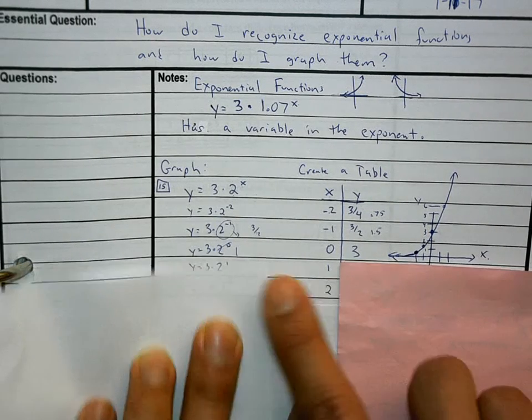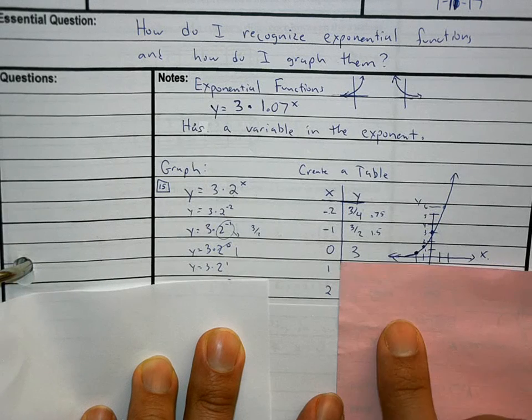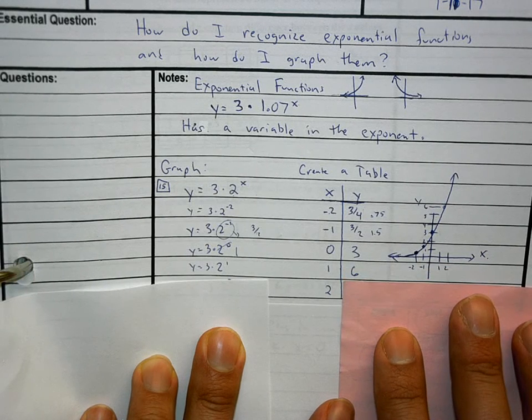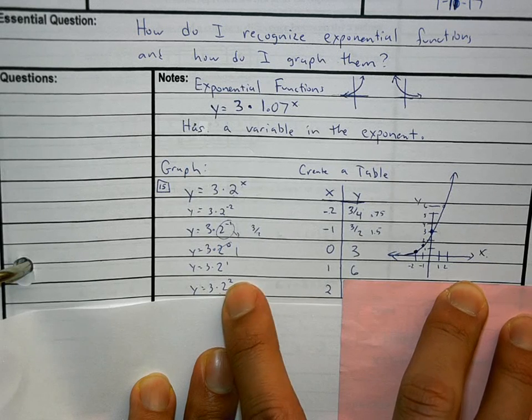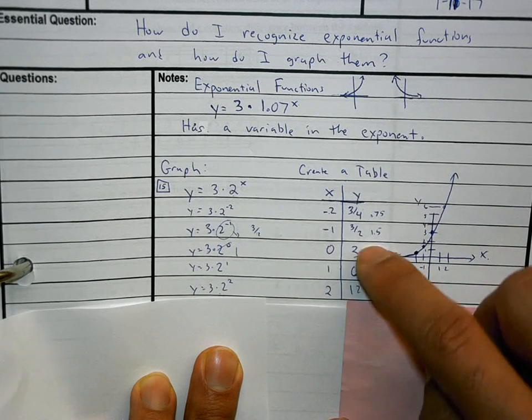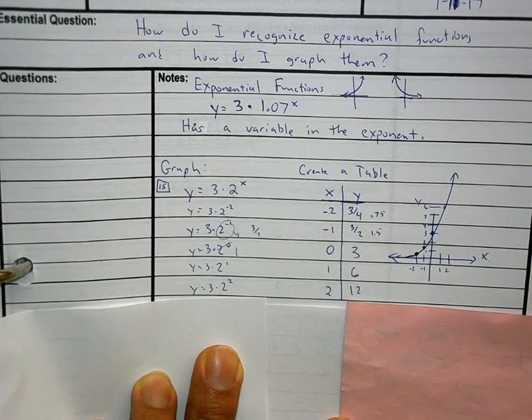Let's plug in the 1. 3 times 2. Let's plug in the 2. 2 squared is 4. 4 times 3 is 12. And I'm starting to see that this pattern is doubling.